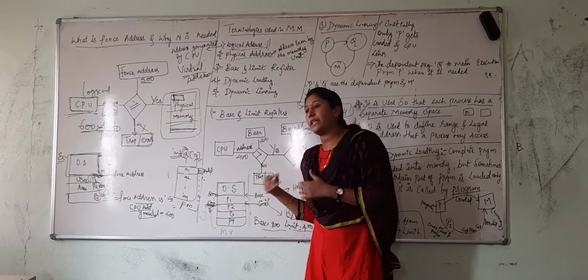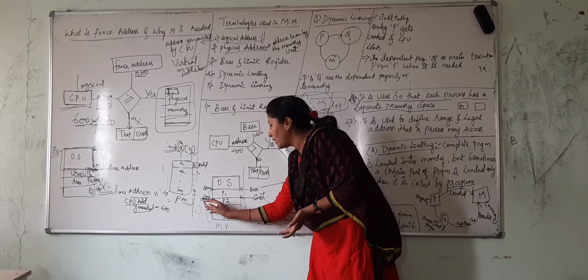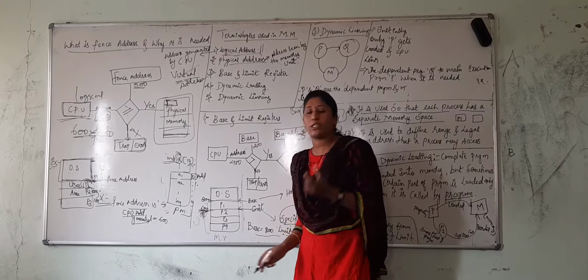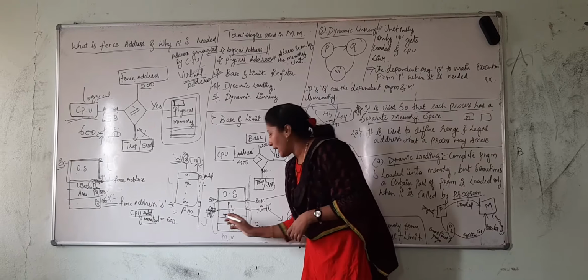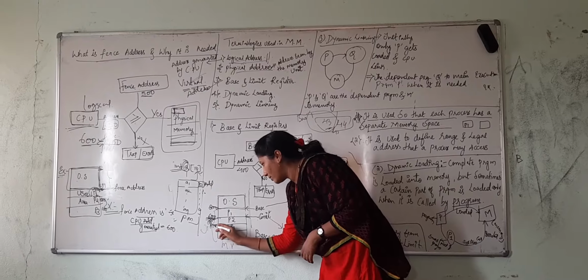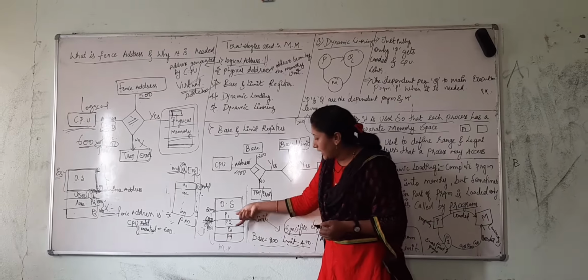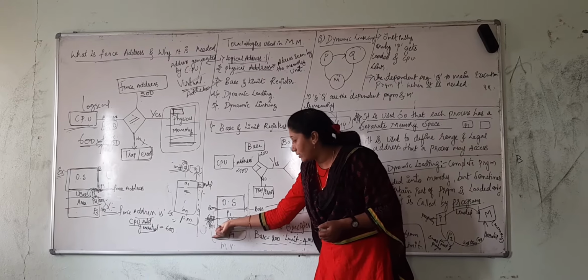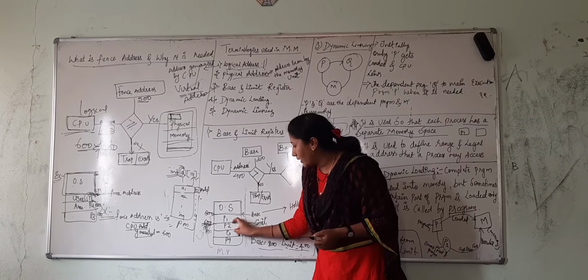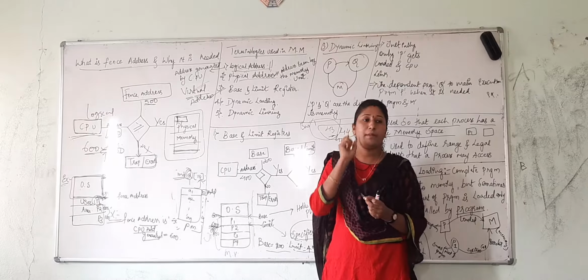Again, P2 has a different base value. For example, let us take it as 800. It is just an example. For P2 I am taking the base value as 800 and extending it to 1000; this is its limit. It means each and every process has a base value, an initial value, and a limit value, and each is allocated separately in a memory location.